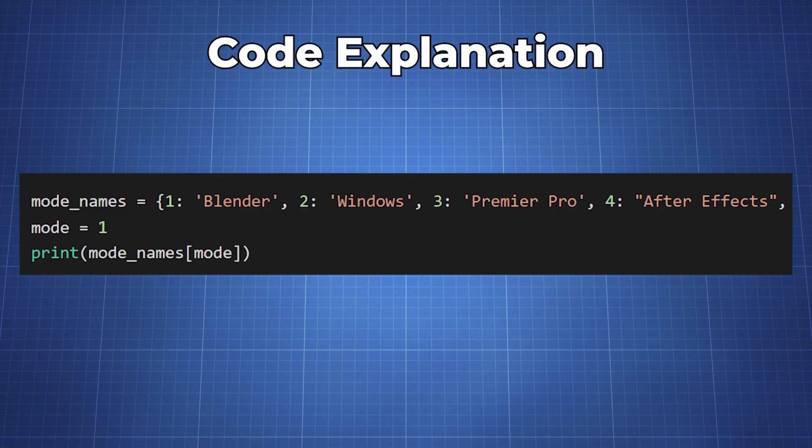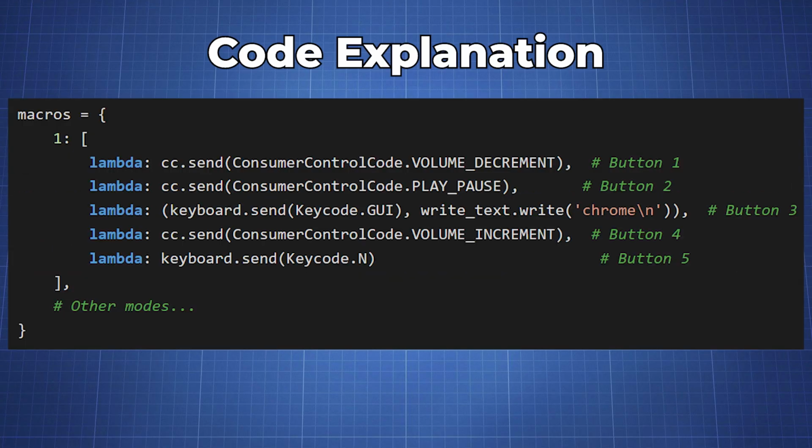We then set up the mode names, and this will just be a dictionary mapping the mode number to the respective application names. And then we initialize the current mode, which in this case will be Blender. This here will be the most important part of the program, and here we define the macros for different modes. So each mode has a list of lambda functions that define actions for the button presses. So when a button is pressed, the corresponding function is executed.